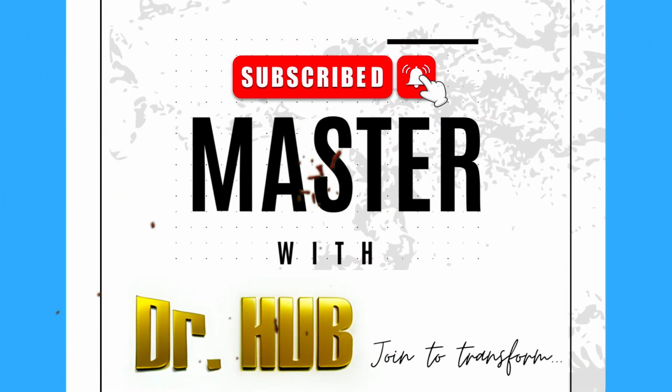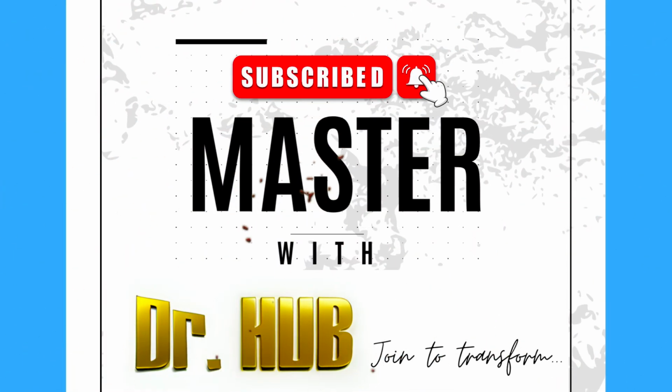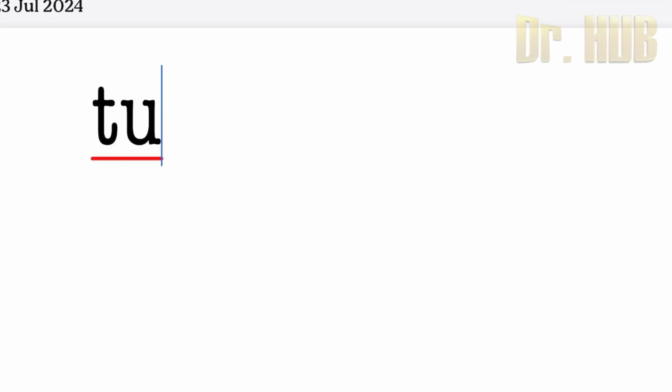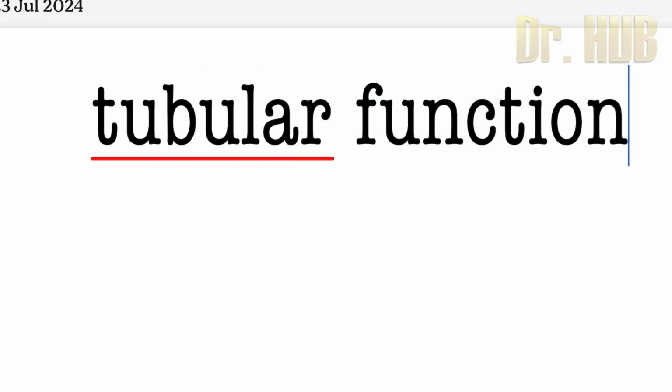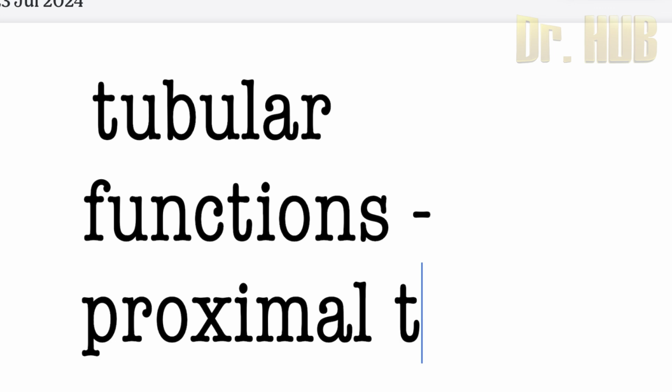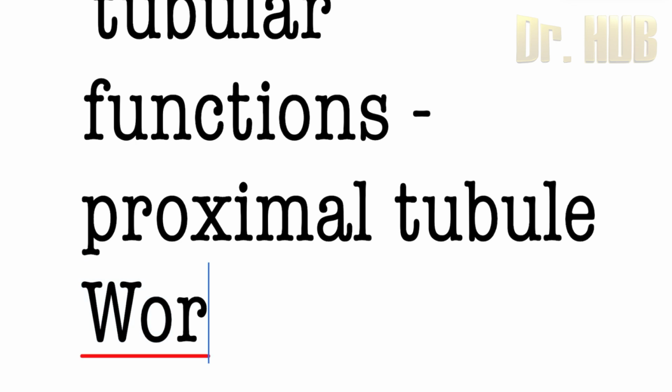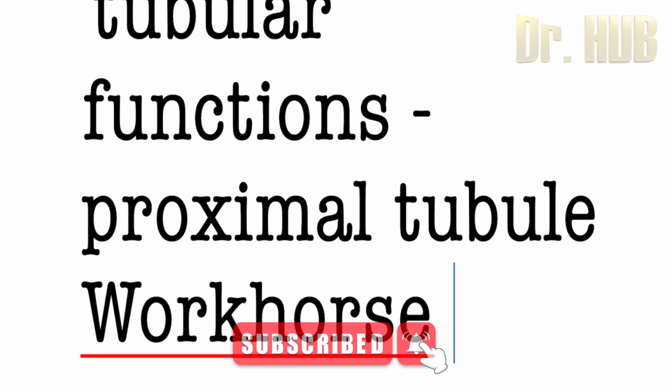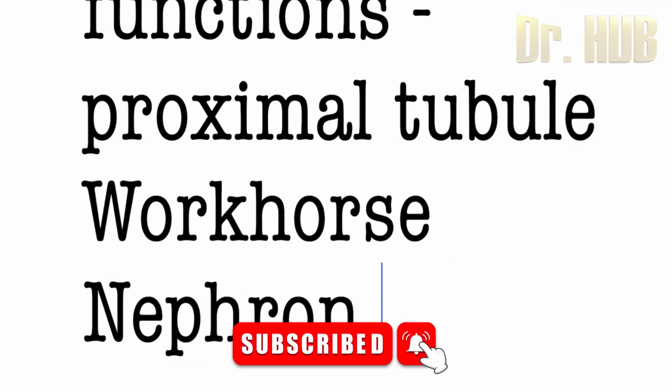This is a concise, well-crafted summary and it highlights only the important keywords. Tubular functions, and under the tubular functions, we are looking at the proximal tubule. So what is this proximal tubule? It is nothing but a workhorse. The workhorse of the nephron is the proximal tubule.